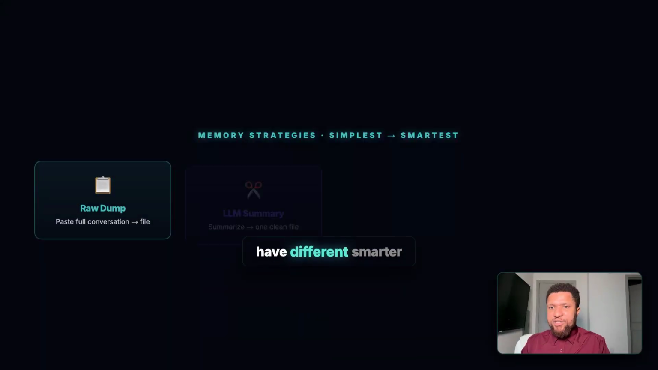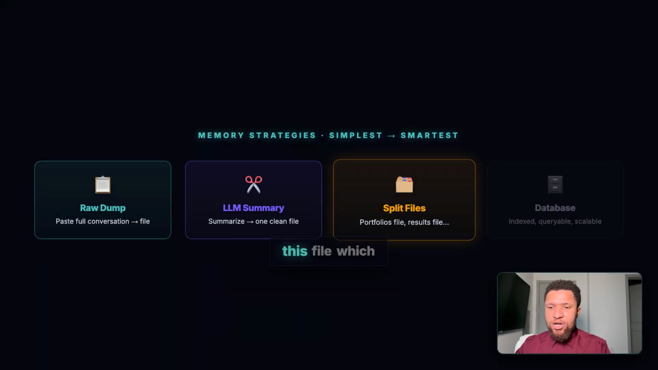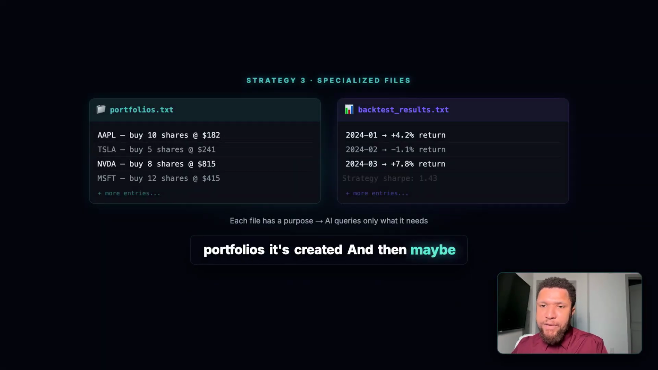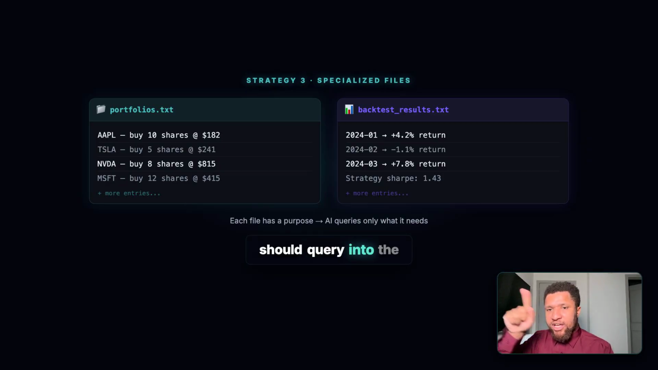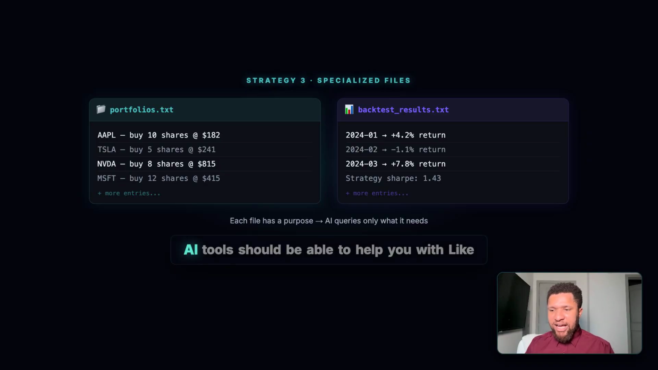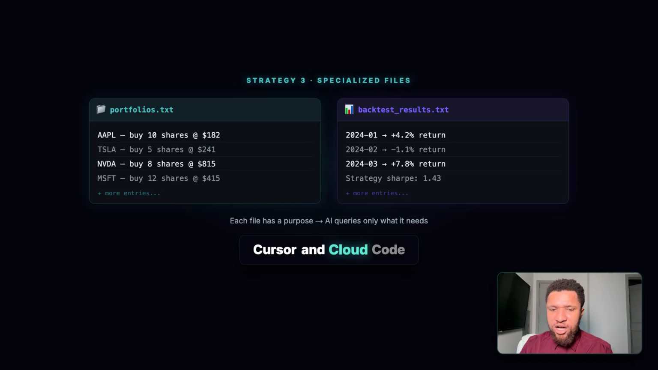You can have different smarter strategies. Maybe you'll have this file, which is just the list of portfolios it's created, and then maybe another file that's a list of backtest results, and the AI agent has tools to know which files it should query into the context window. That's another strategy. That's something AI tools like Cursor and Claude Code do all the time. It reads the files from the system when it needs them. That's another great way of implementing memory.